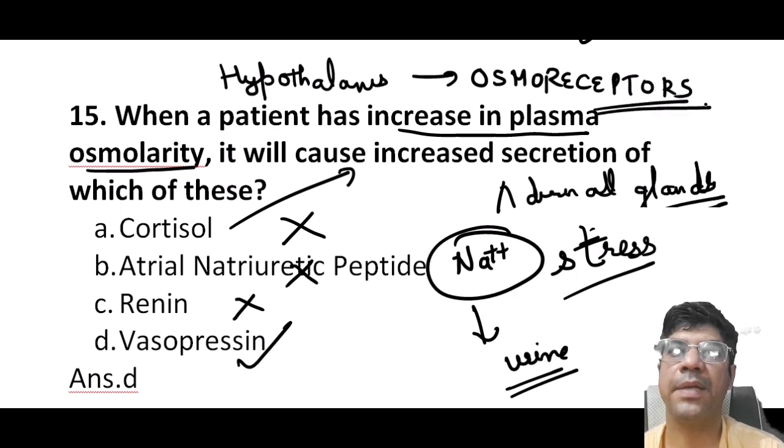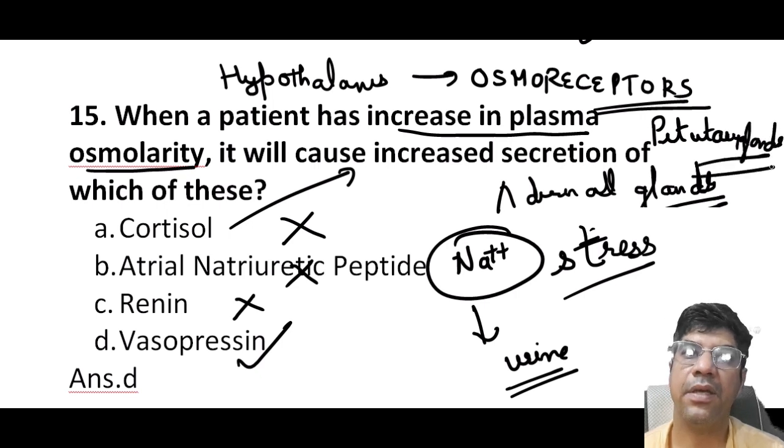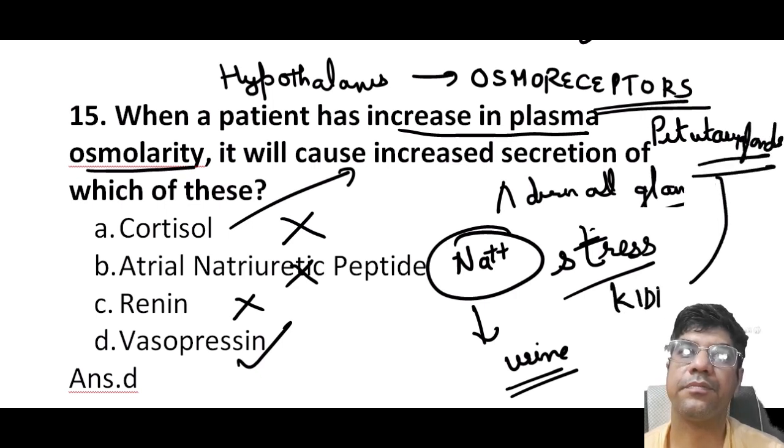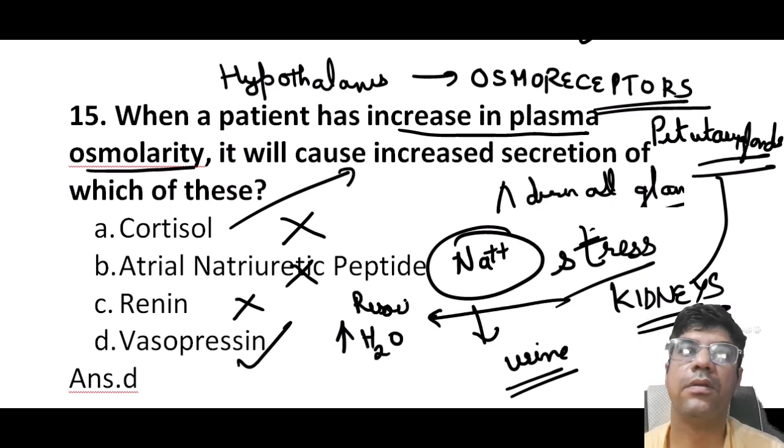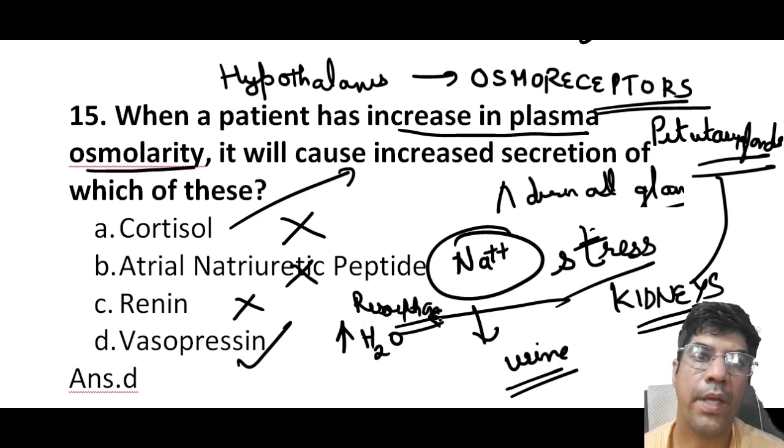So when these osmoreceptors sense an increase in the plasma osmolarity, they stimulate the release of vasopressin from the posterior pituitary gland. Now vasopressin will act on the kidneys and cause increased water resorption, allowing more water to be resorbed back into the bloodstream instead of being excreted in the urine.